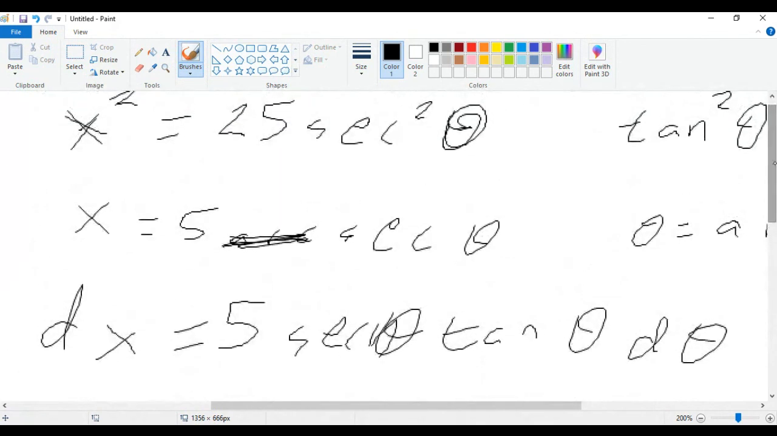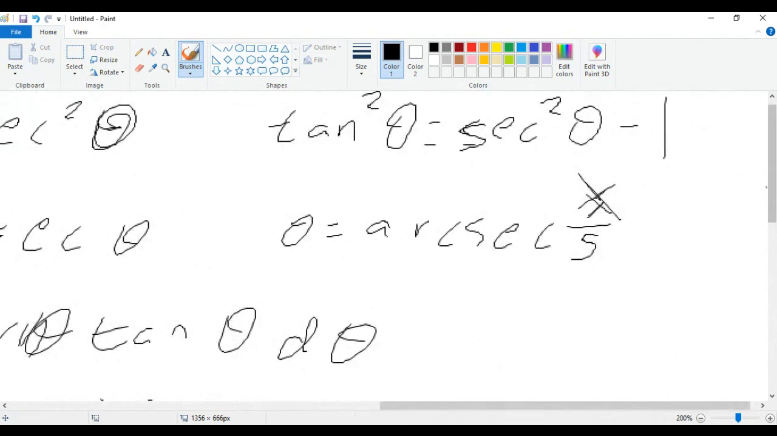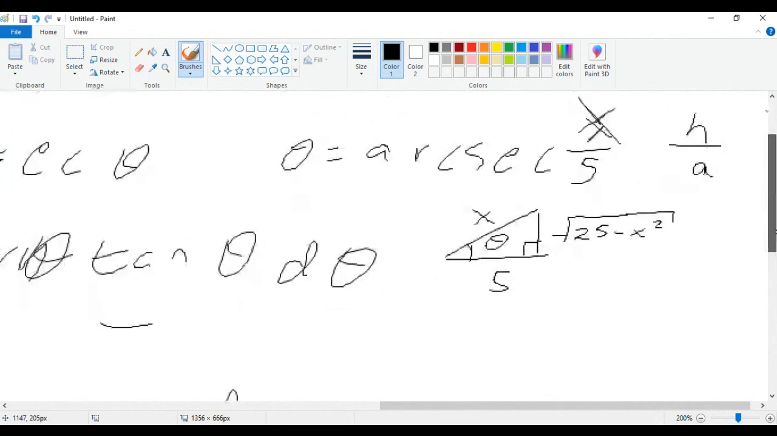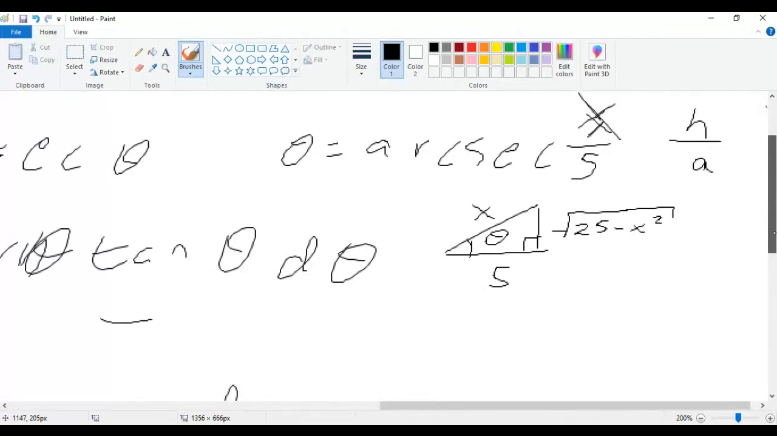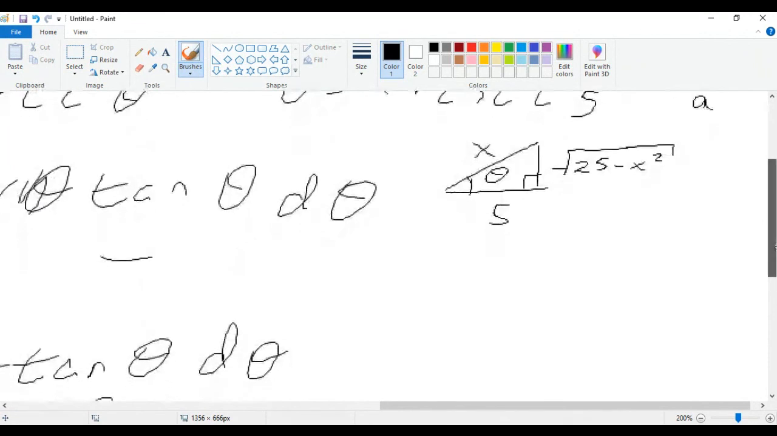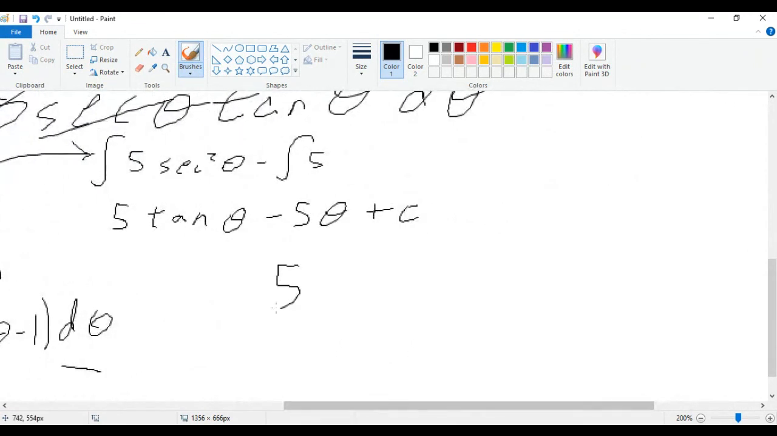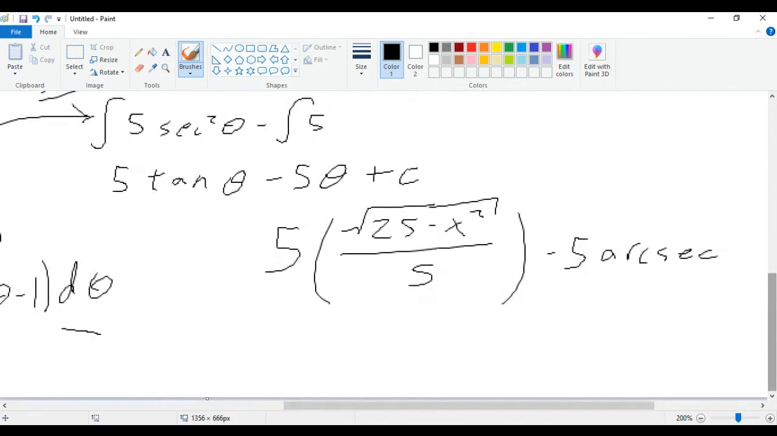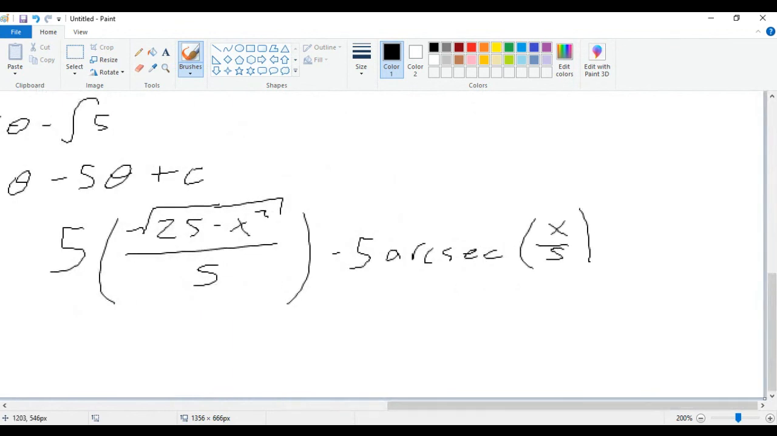Then, since theta was equivalent to arcsecant of x over 5, we know that secant is hypotenuse divided by adjacent. So we have x right there, 5 right there, and square root of 25 minus x squared. Theta would be this angle right there. This is just solving the right triangle. Then the tangent of this triangle would be square root of 25 minus x squared divided by 5. So our answer would be 5 times square root of 25 minus x squared divided by 5, minus 5 arcsecant of x over 5 plus c.